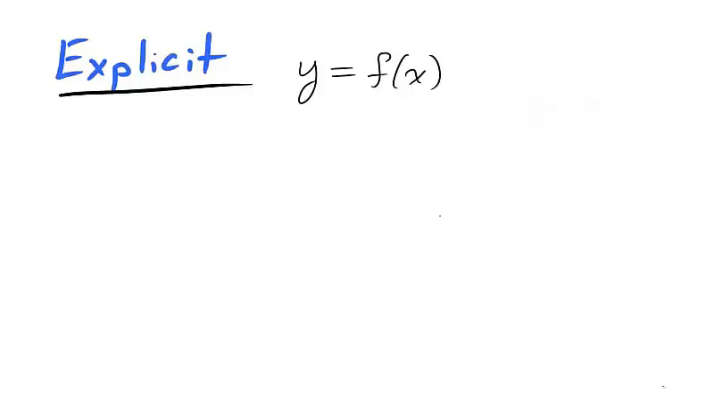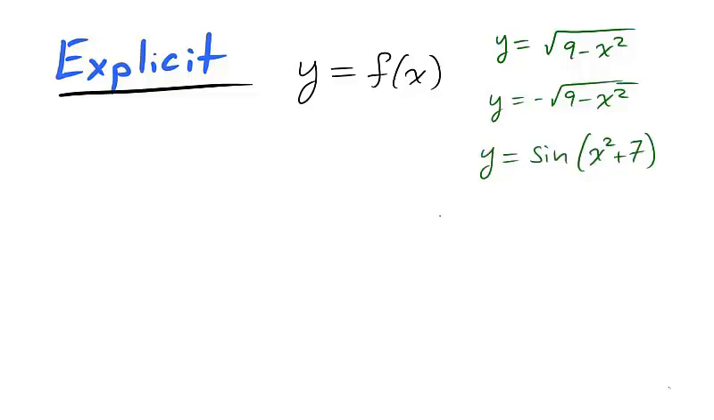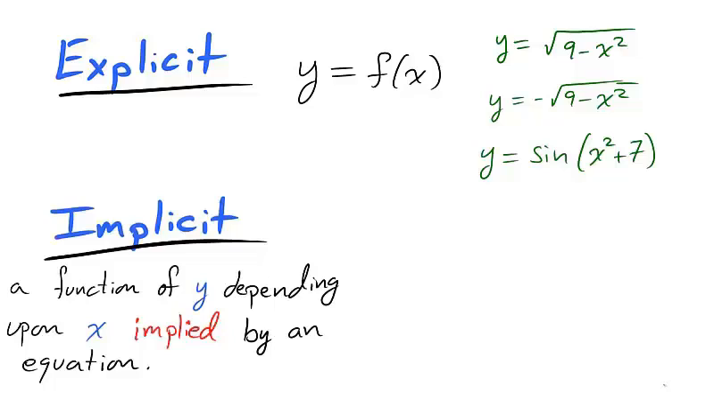When a function is written in the form y equals f of x, where the y variable only appears on the left-hand side, we say that the function is explicitly defined. The equations of the top and bottom semicircle are written explicitly. In fact, almost every function that we've worked with in this class up to this point has been written explicitly. When a function is hidden inside an equation, that is, a function of y depending upon x that is implied by the equation, we say that the function is implicitly described. Take the equation of the circle. We have seen four functions which are implied by this equation, and there are many more.